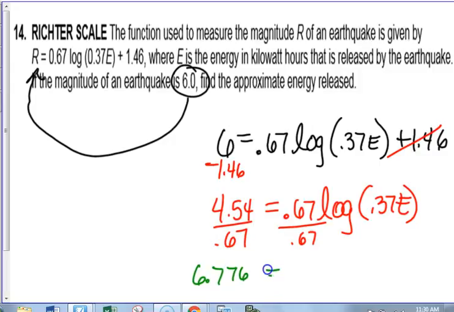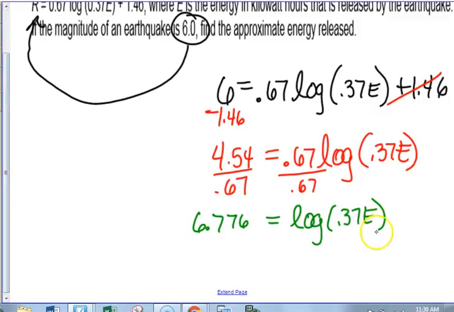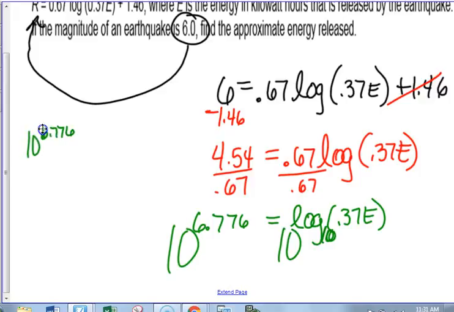6.776, good enough, equals log of 0.37E, and that's a capital E, it's a variable, not base e. This is where I'm thinking some of you get stuck. Yes, this is a base 10 right here, right? So we need to exponentiate, as you learned, or just rewrite, was what I would have said. So we have 10 to the 6.776 equals, and all this is going to cancel, we get 0.37 times E. So type that in and then divide by 0.37.